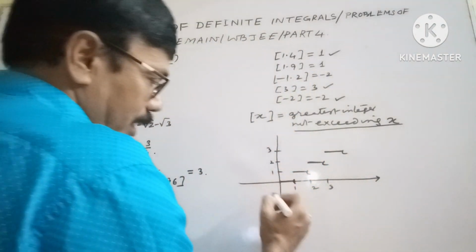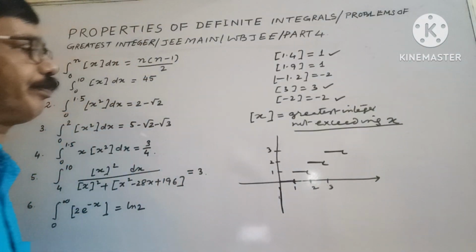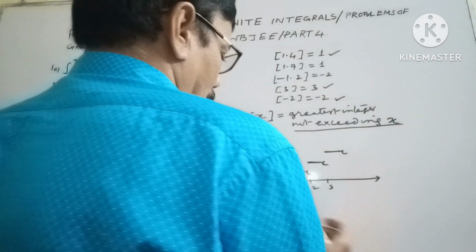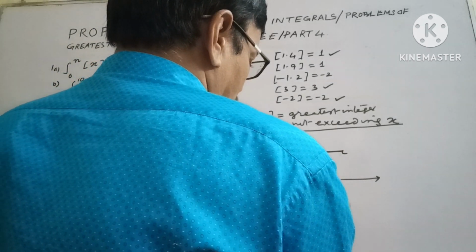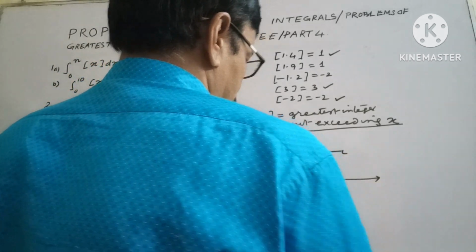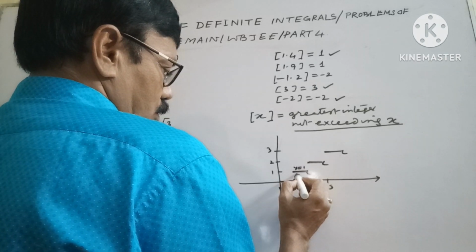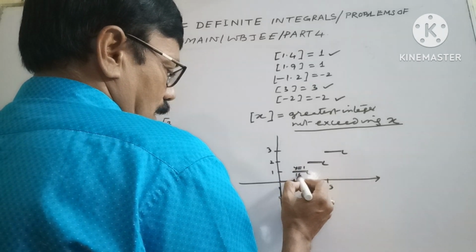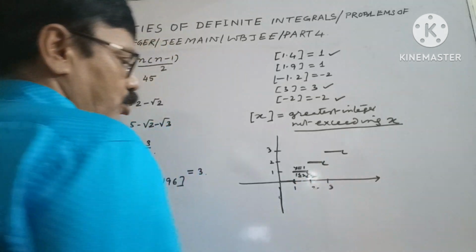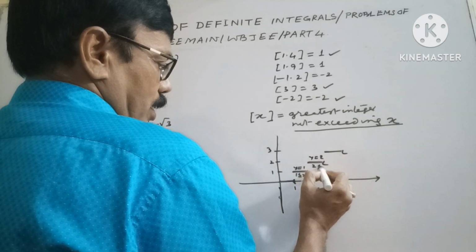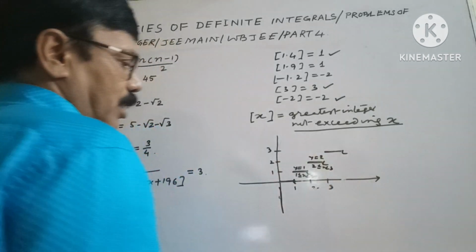We need the idea of the graph also. So this is the graph. It is also called a step function. This is y equals 1 for 1 less than or equal to x less than 2. This is y equals 2 for 2 less than or equal to x less than 3.